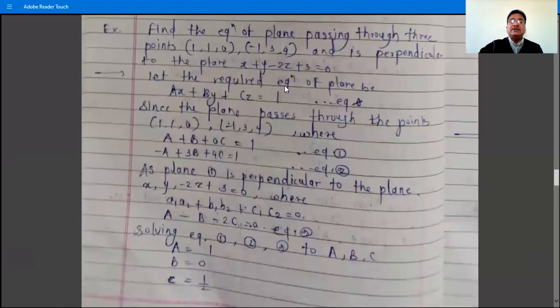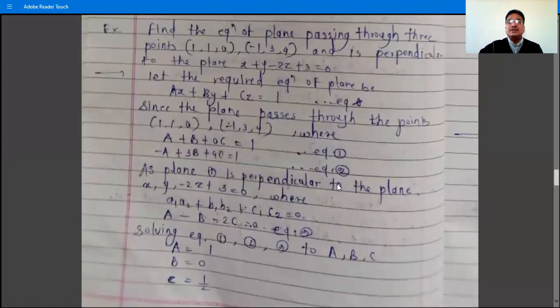Suppose the equation of the plane is Ax plus By plus Cz is equal to 1. Suppose this is equation star. Since this plane passes through the 2 points, both points satisfy the equation, so we have these 2 equations. That is, a plus b plus 0c is equal to 1, equation number 1. And the second point also satisfies the equation: we have minus a plus 2b plus 4c is equal to 1.